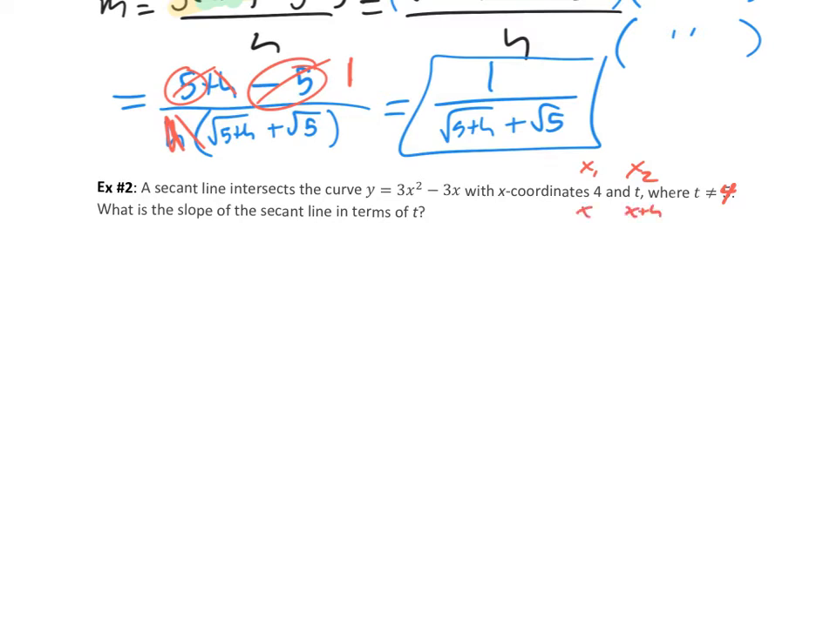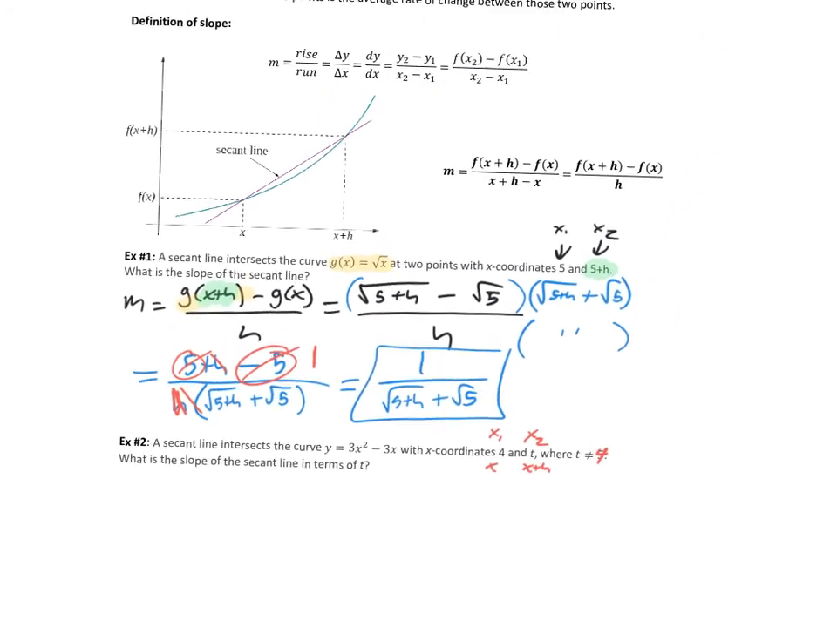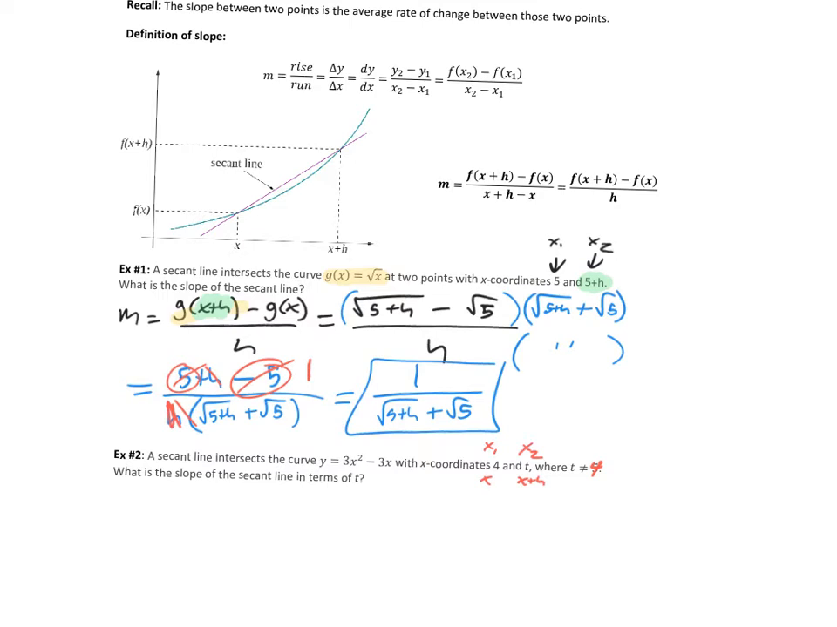So what's the slope of the line? Well, since we're just using 4 and t and not x plus h, instead of using the one which I told you we're going to use a lot, I'm going to think of it this way.